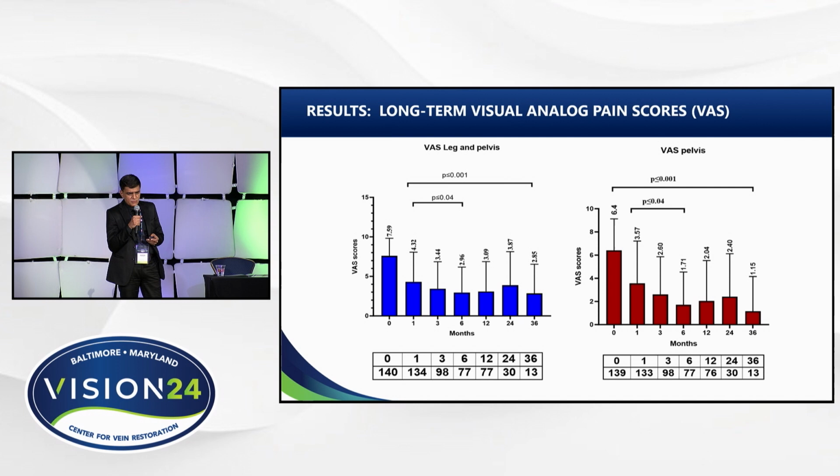And when we broke it down to pelvic pain visual analog pain score alone, the pre-procedure score was 6.4, and at 6 months it improved to 1.7, and at 36 months it actually went down even further to 1.15.